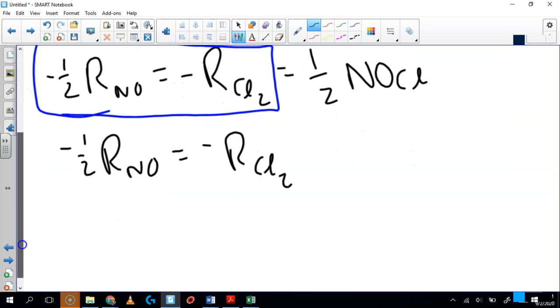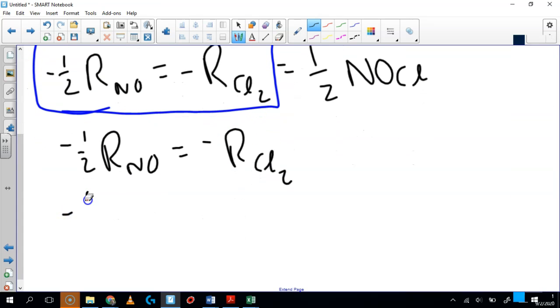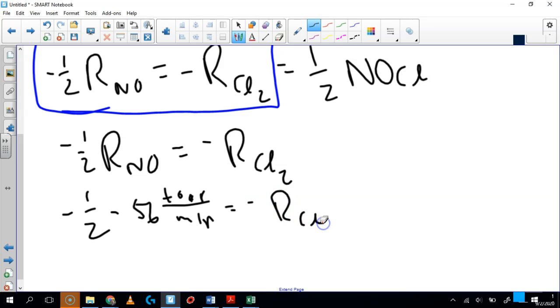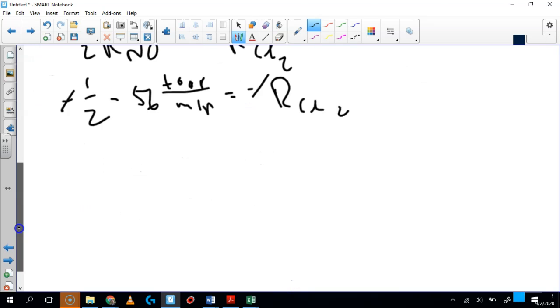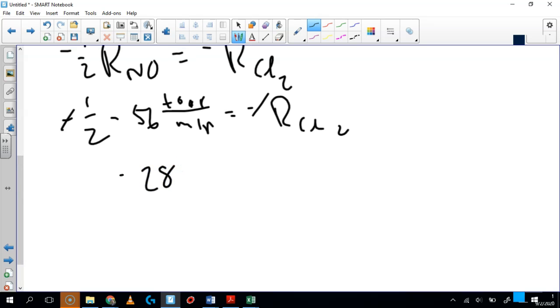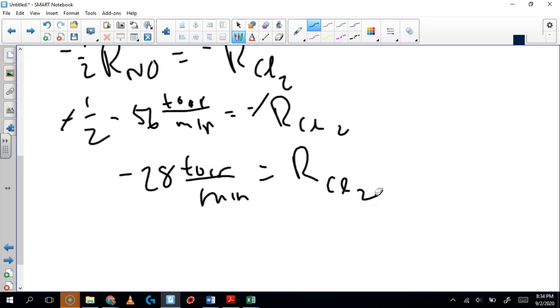The rate of NO is negative 56, so negative 1/2 times negative 56, and I'll keep the torr per minute, equals negative rate of Cl2. So again, the negatives cancel, and then we do half. Half of 56 is 28, right? So we get negative 28 torr per minute equals the rate of Cl2. Okay, so that's one rate.